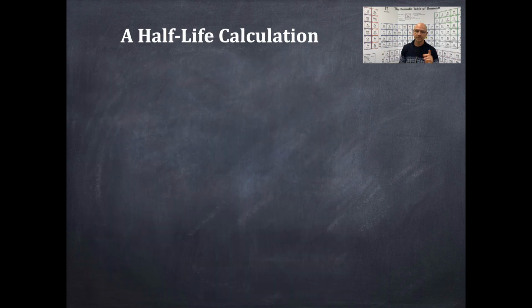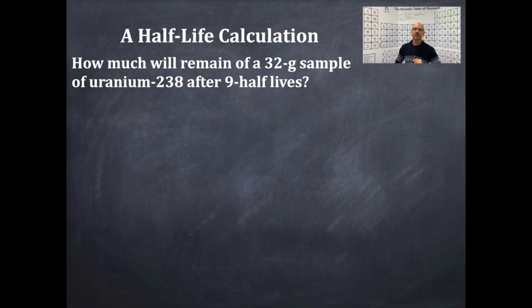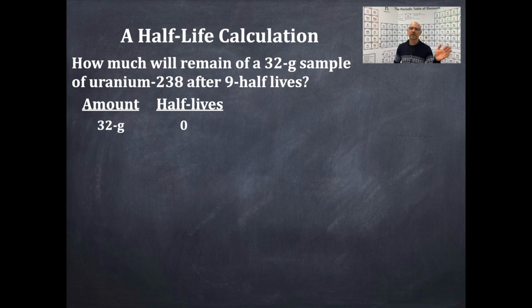All right, here's a half-life calculation for you. It says, how much will remain of a 32-gram sample of uranium-238 after 9 half-lives? So we're going to do a little T-chart. That T-chart is a little table. We're going to have the amount and the number of half-lives. We start off with our 32 grams at 0 half-lives. That's time frame 0. In 1 half-life, I'm going to take that 32 and divide it by 2. And then I get 16.